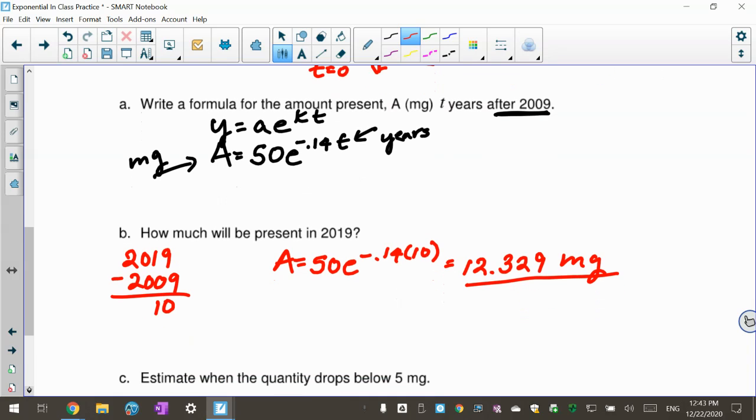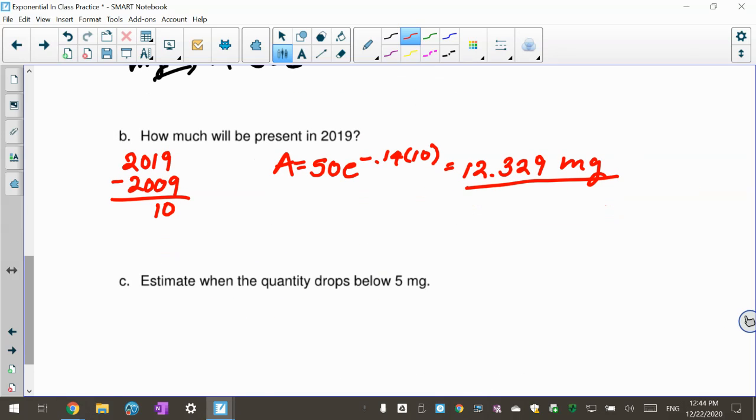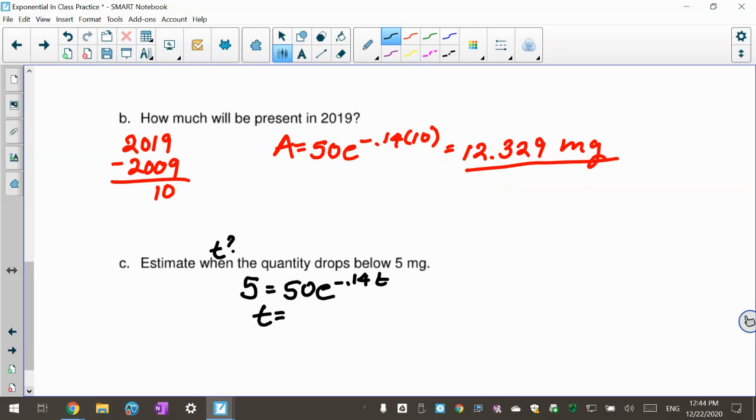And the last part is kind of like what we've been doing for a while. It says estimate when the quantity drops below 5. Make sure that you put a 5 in the spot. You show me the actual formula that I start out with 50. I'm now going to 5 of my formula, and they want to know how long it takes to go there. So when they say when, we're looking for time. If you don't know how to solve that algebraically, you actually need to use logs. So set it up for t equals, and then you're going to show me a picture. You're going to actually graph this.